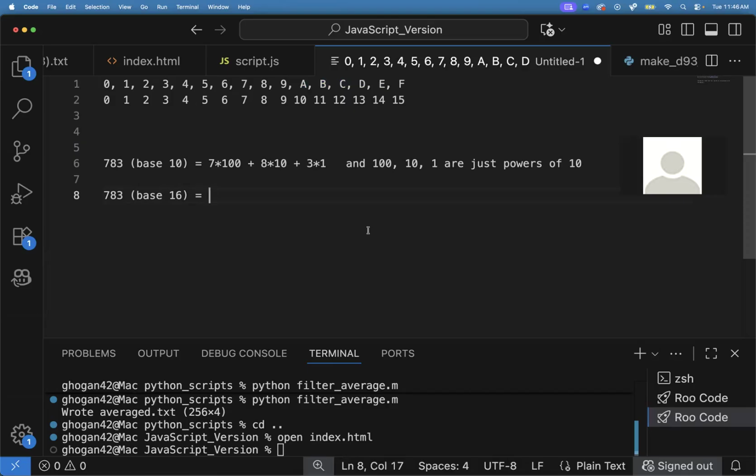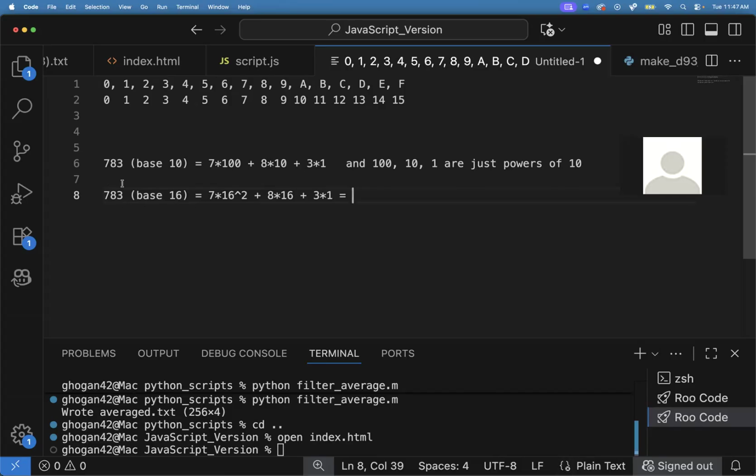So what this would look like then is the exact same thing here. 7 times 100, 8 times 10, 3 times 1, except we have to replace the 100, the 10, and the 1. And so the 1 is still 1. The 10 would have to be replaced by 16 to the first power, which is just 16. And the 100 would have to be replaced by 16 to the power 2, which I believe is 256. But there we go. This is what it would look like.